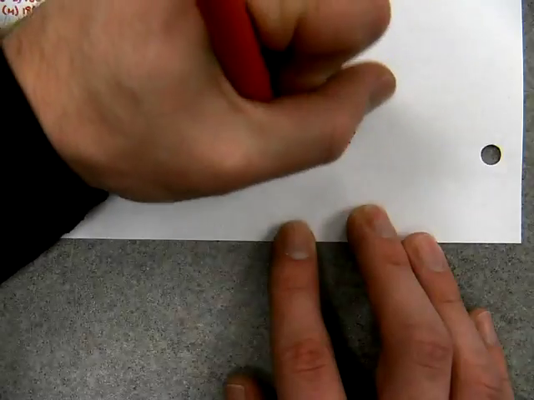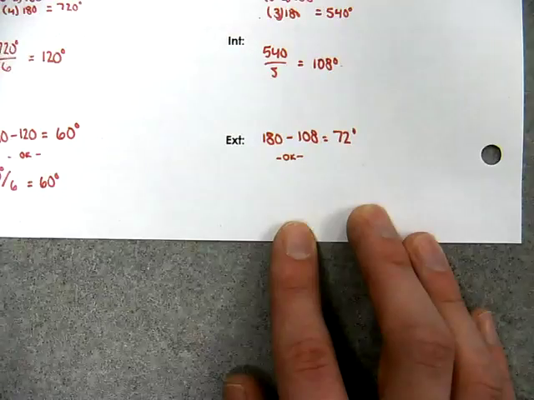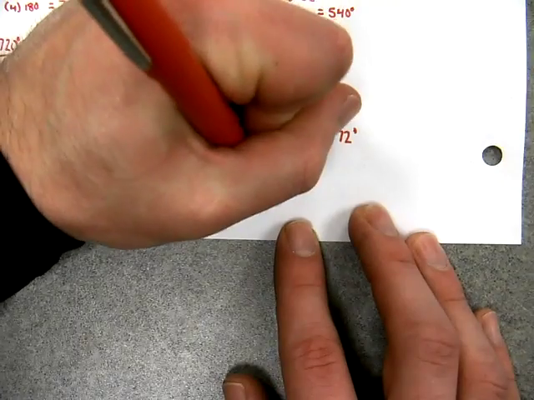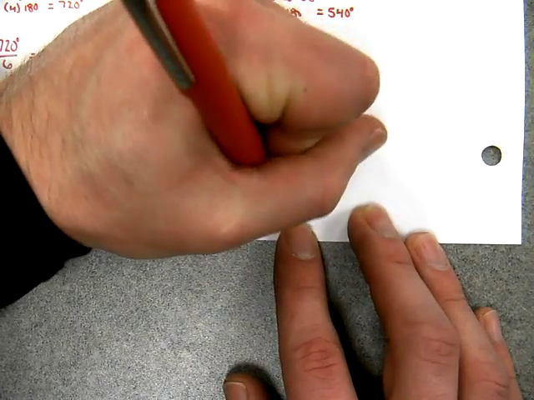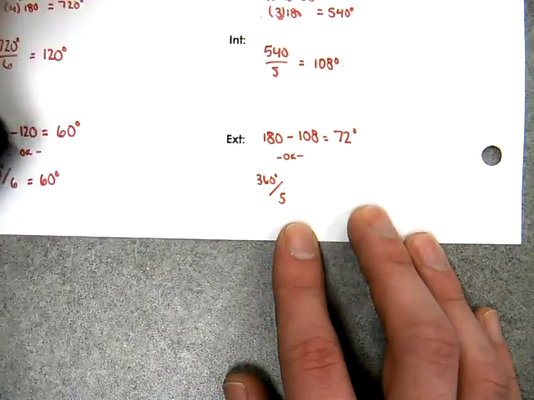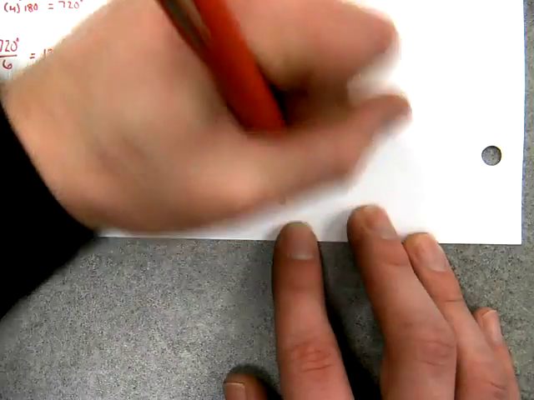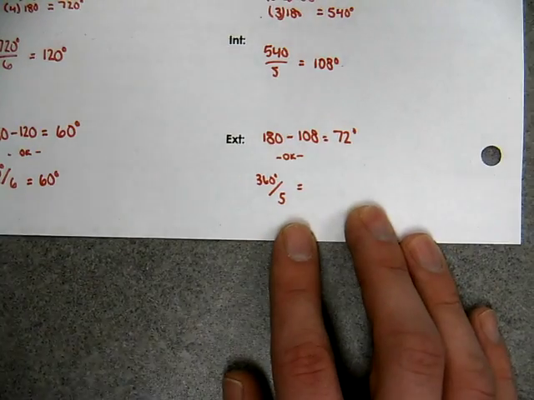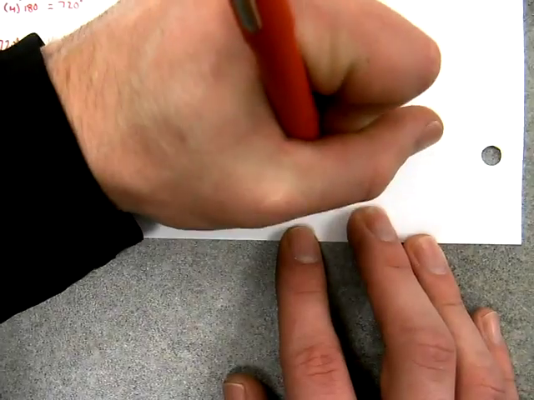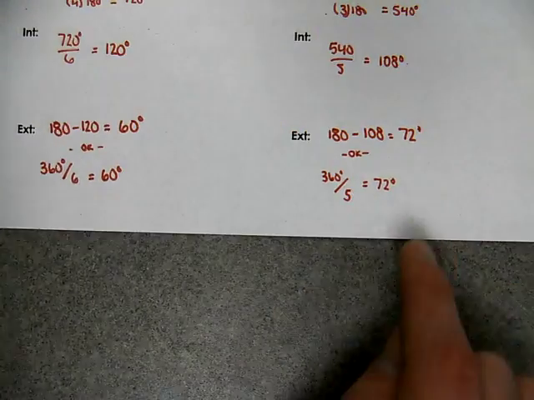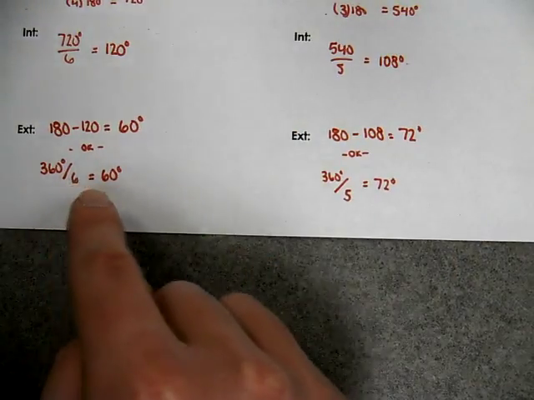The other approach, the or version, would be to take my 360, because I know that is the sum of the exterior angles for any polygon, and divide it 5 ways, because there will be 5 exterior angles that go along with that pentagon. If you type that in your calculator and do the division, you also get 72 degrees. Either route is acceptable, it doesn't matter which one you take. Just know that there are 2 routes to find it.